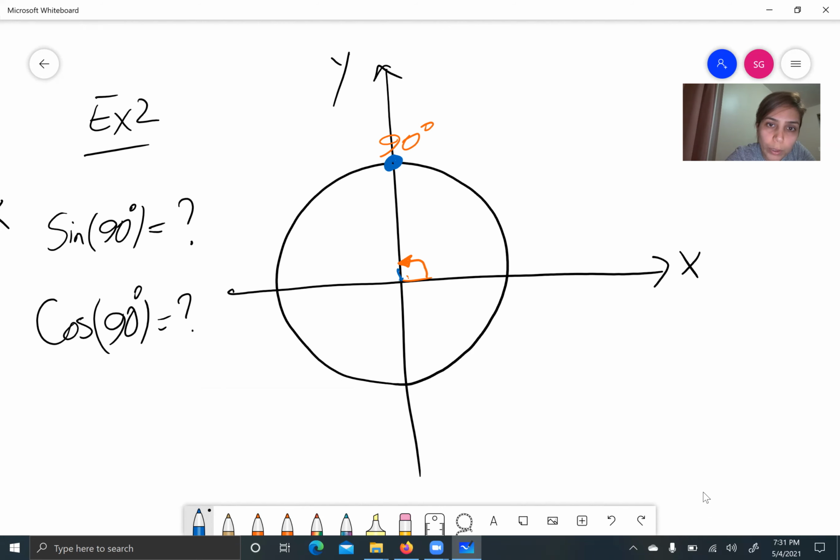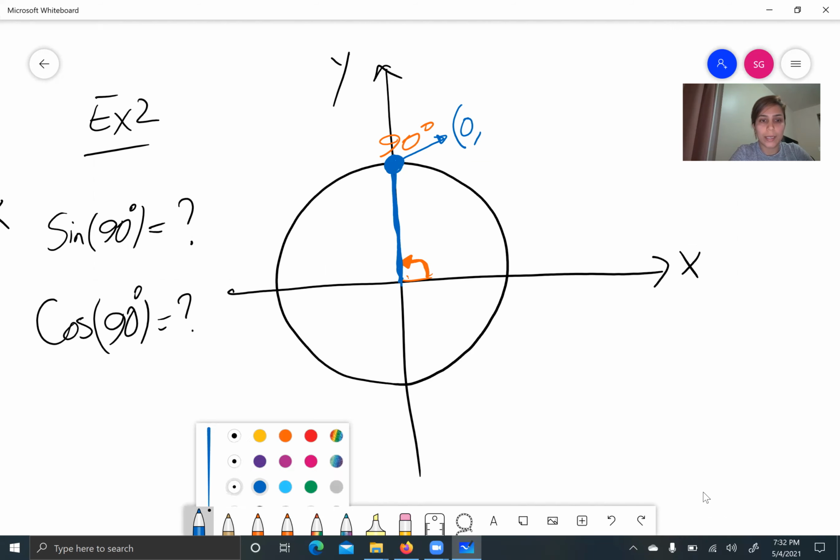If you draw the line, this is the terminal side, right? You start from the x-axis and you rotate counterclockwise and then you stop here. So that's the terminal side. The terminal side crosses the circle at this point. What are the x value and y value of this point? The x value is 0, y value is r, right? Because the circle has a radius of r. So the y value is r. What is r in this case?